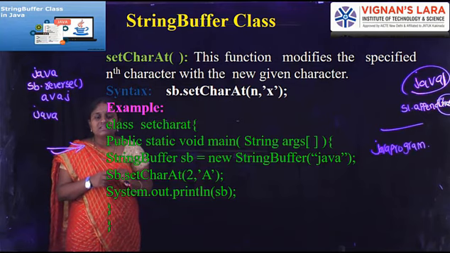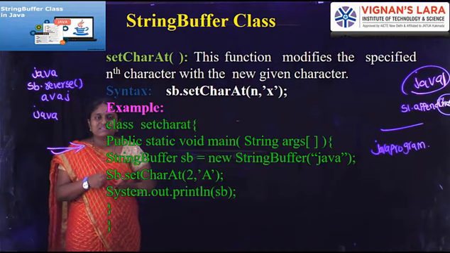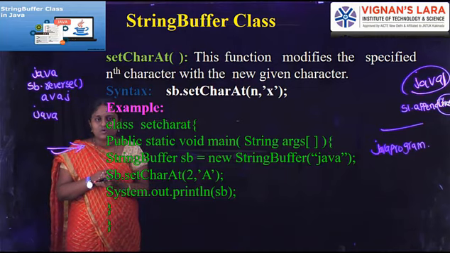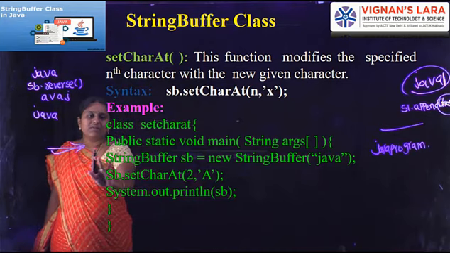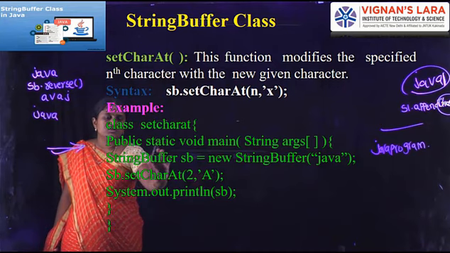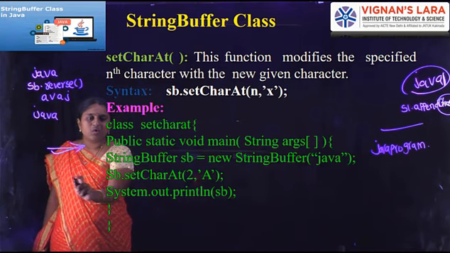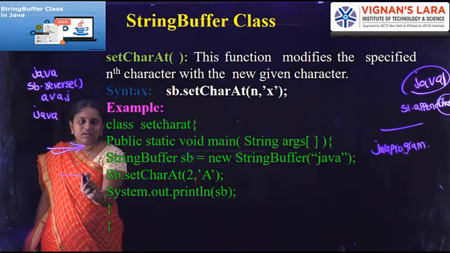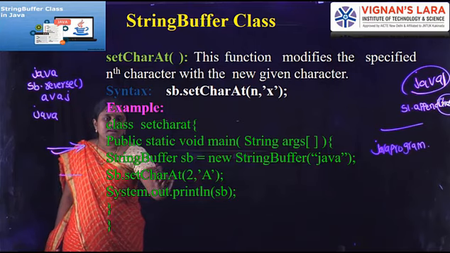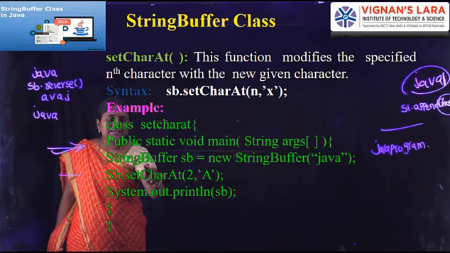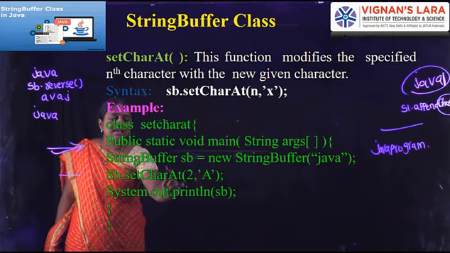What is the syntax? sb dot setCharAt(n, ch). Here n is the index, and ch is the new character. Observe this example. Here I am creating a StringBuffer class object, StringBuffer sb equal to new StringBuffer("Java"). With the help of the object reference, I am calling the setCharAt method, sb dot setCharAt(2, 'A'). At the second index position, I want to modify a character.